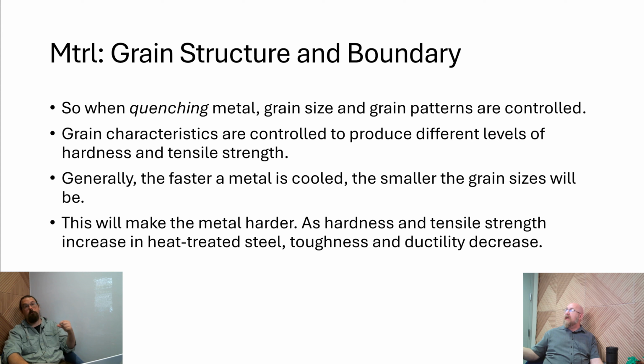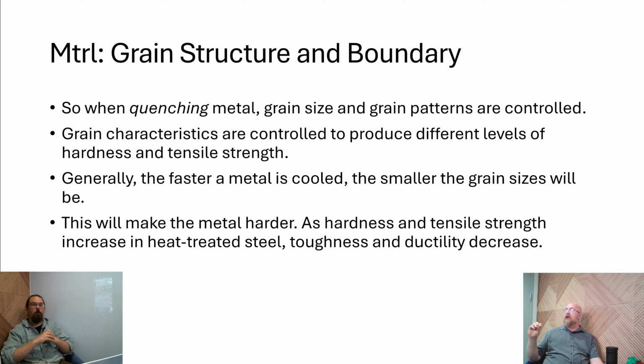So when we quench a metal, the grain size and grain patterns are controlled. Grain characteristics are controlled to produce different levels of hardness and tensile strength. Generally, the faster a metal is cooled, the smaller the grain size will be. But there's other things that can happen.